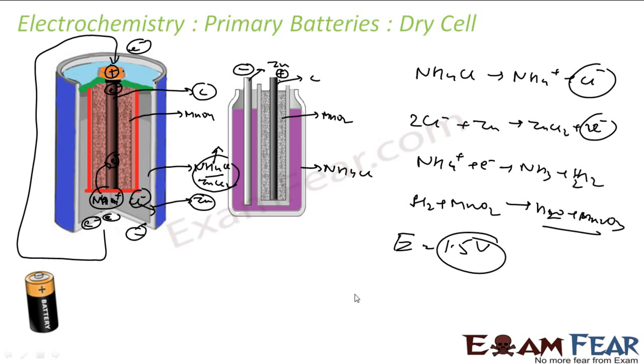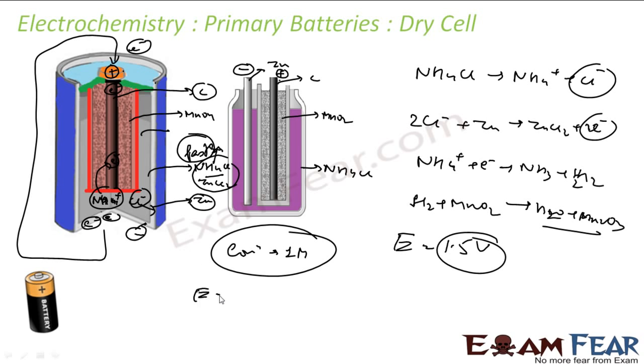Now, it has a paste here. We are talking about NH4Cl paste. Since it is a paste, it is not an aqueous solution. Thus the concentration is almost 1 molar. Since the concentration is 1, the voltage will not drop, as per the Nernst equation we have seen.